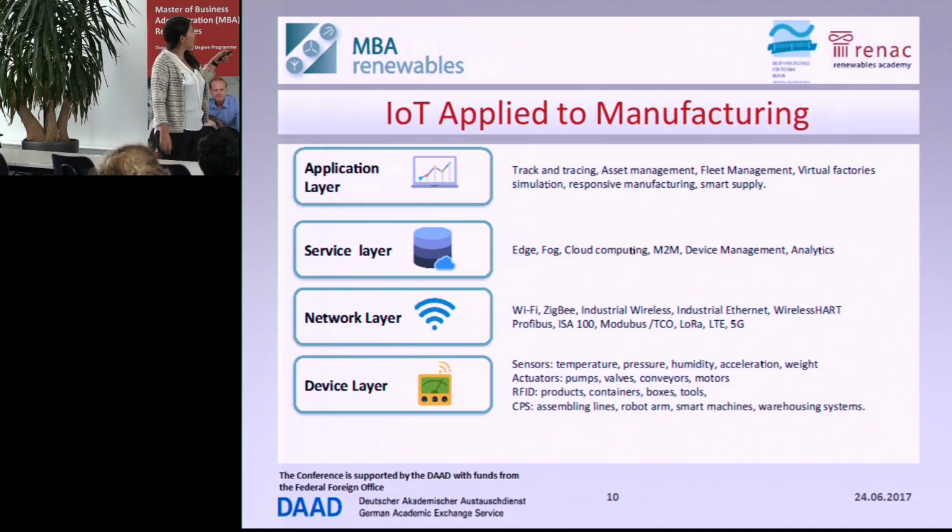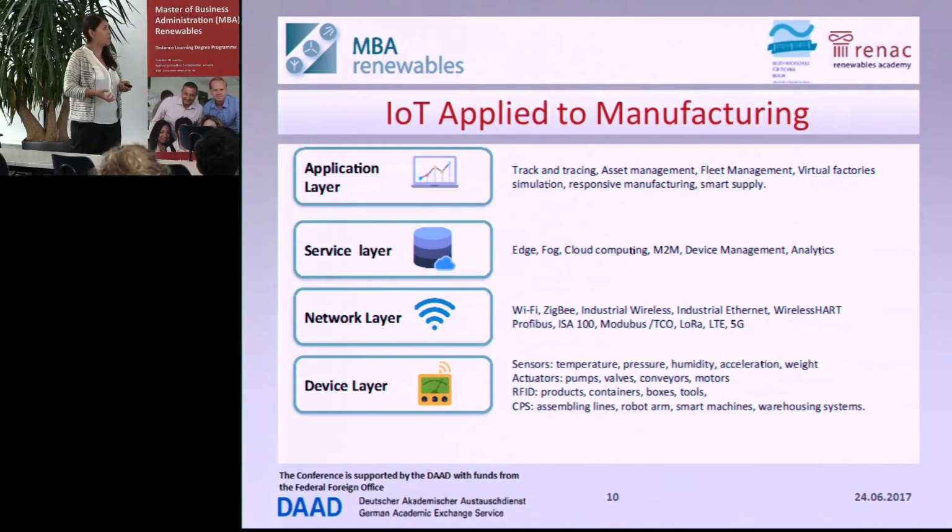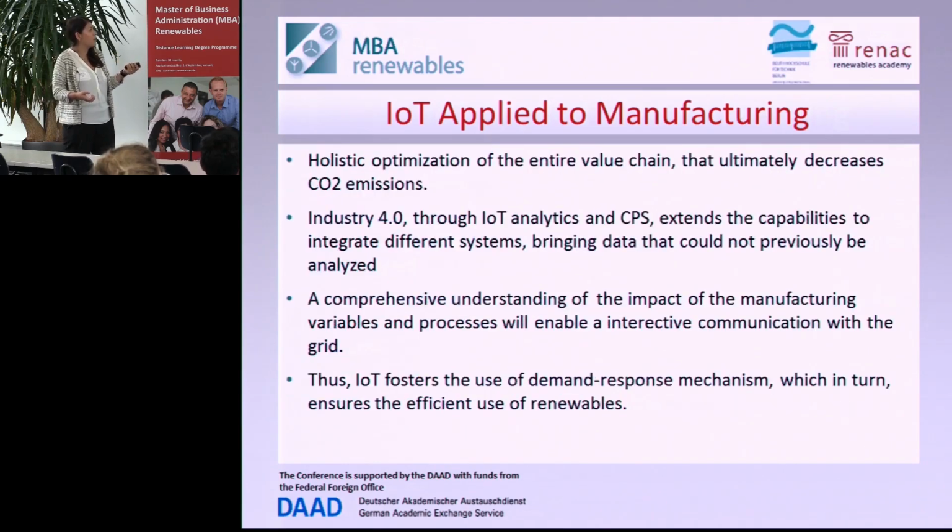But then I think one of the most important things is the kind of applications that we have. Here, one of the objectives of enhancing manufacturing is to provide applications that optimize the processes in the whole supply chain. For example, track and tracing of objects, asset management, fleet management, virtual factory simulation, responsive manufacturing. So at the end of the day, as we can see, we don't have a specific application to use renewable energy or energy efficiency.